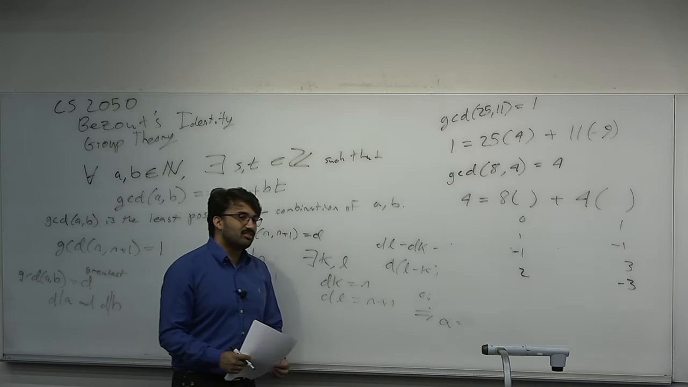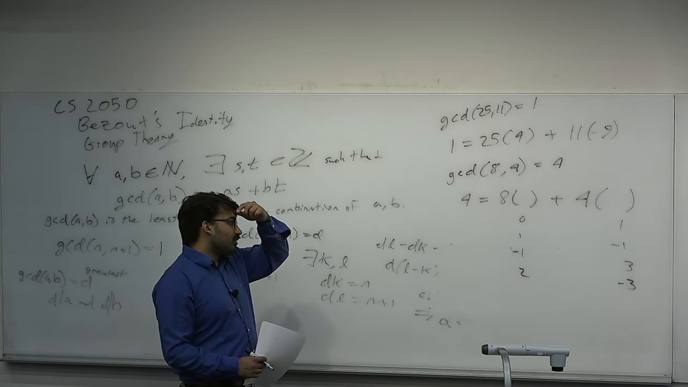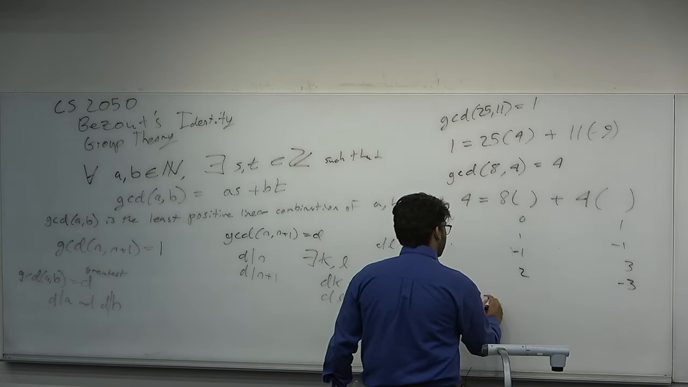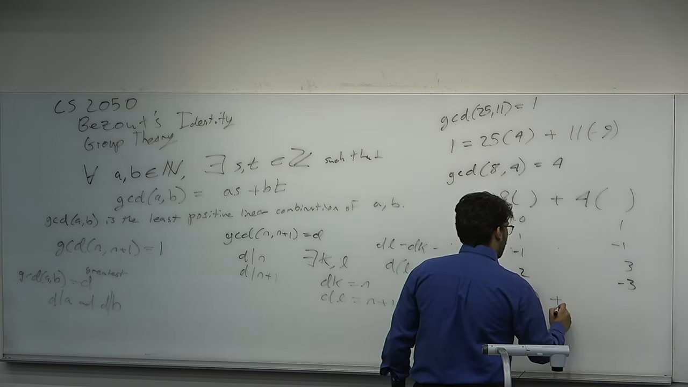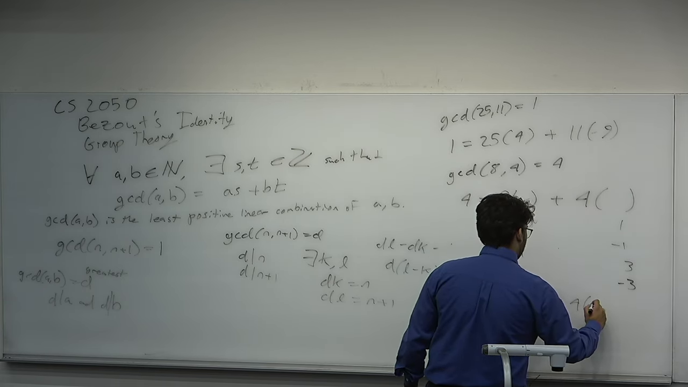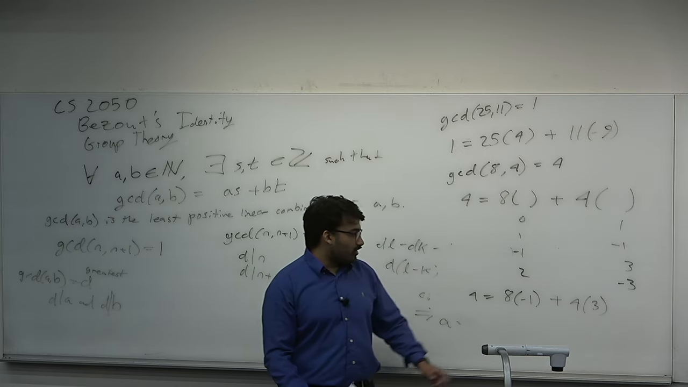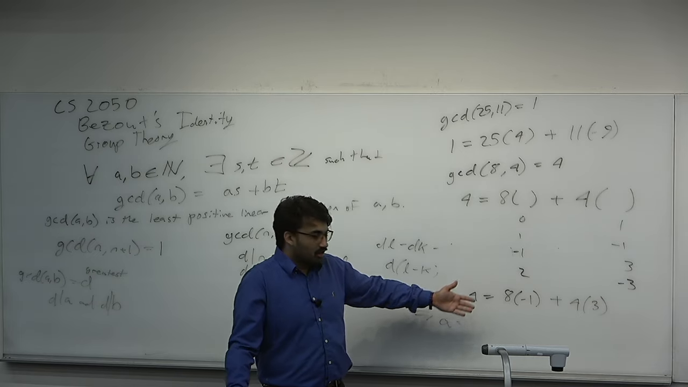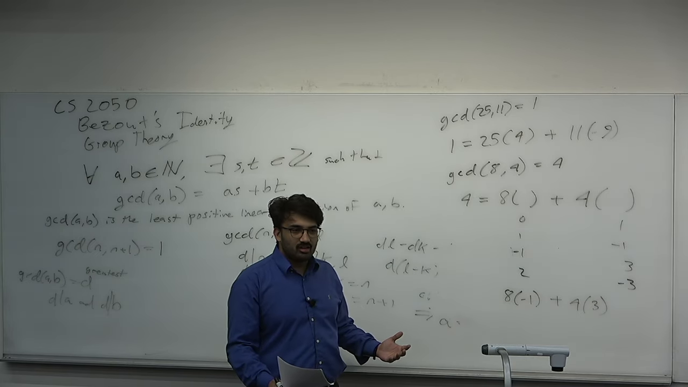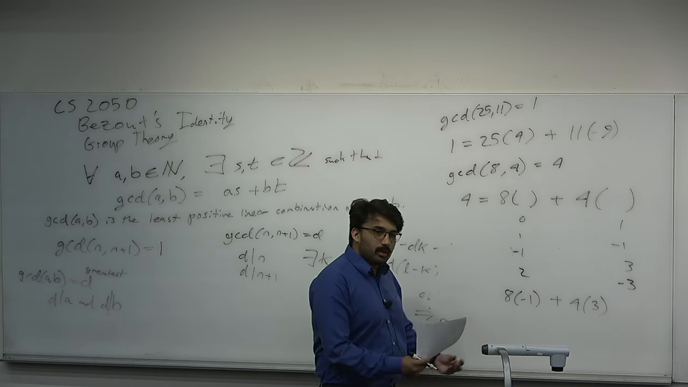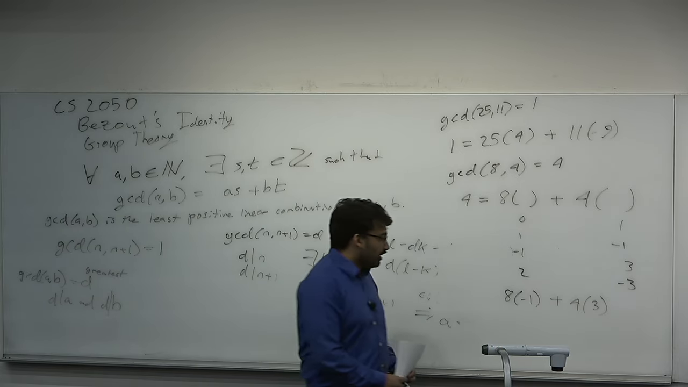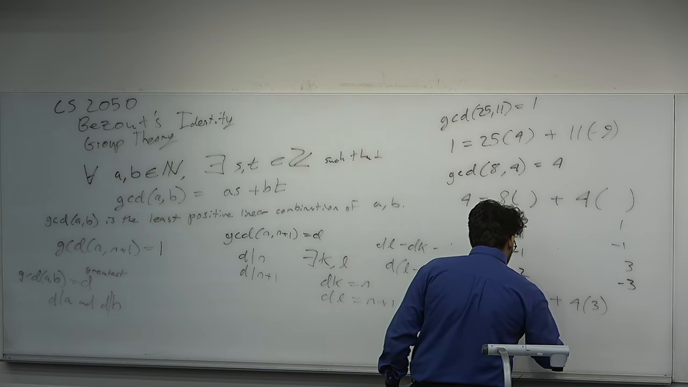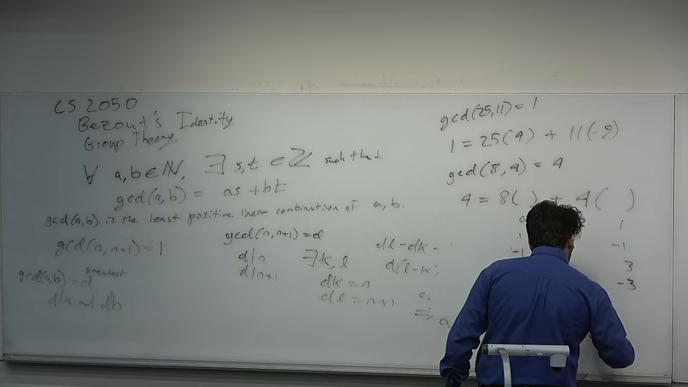In fact, you can prove that there exist infinitely many such pairs. The reason I like this example is, let's suppose we did 1, negative 3, right? So we know that 4 is equal to 8 times negative 1 plus 4 times 3, right? Notice, though, that the GCD of 8 and 4, of course, is 4. So consider just any linear combination of 8 and 4. You're going to be able to pull out the GCD of both of those, right? So this is actually equal to 4 times (2 times negative 1 plus 1 times 3), right?